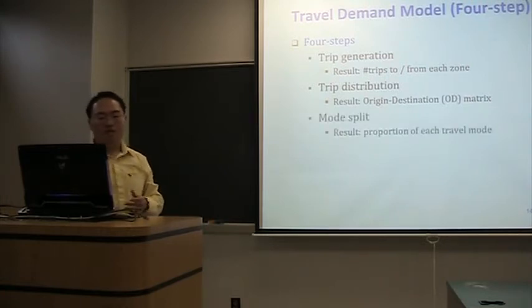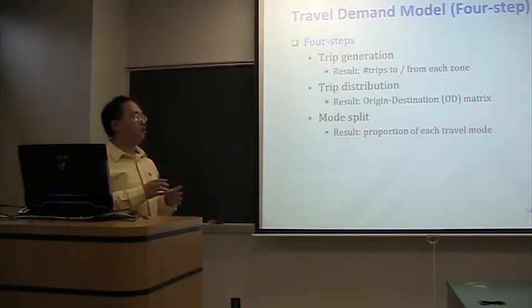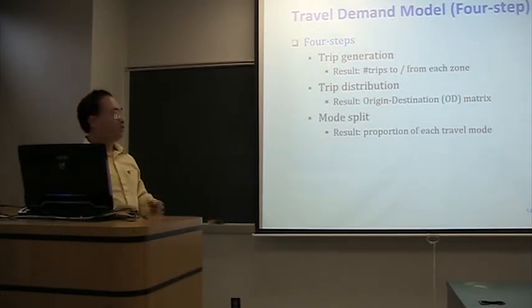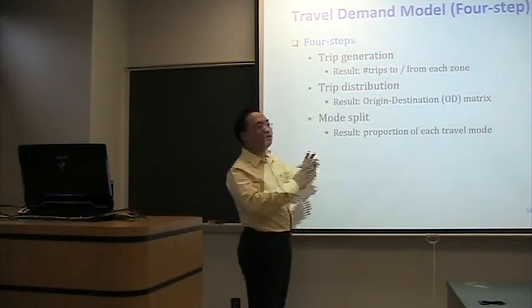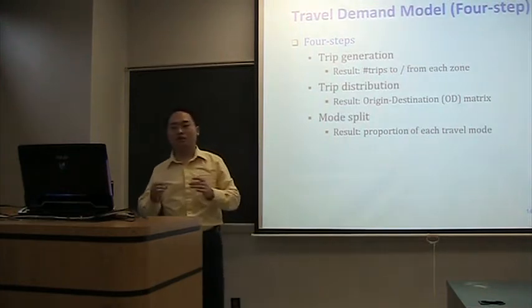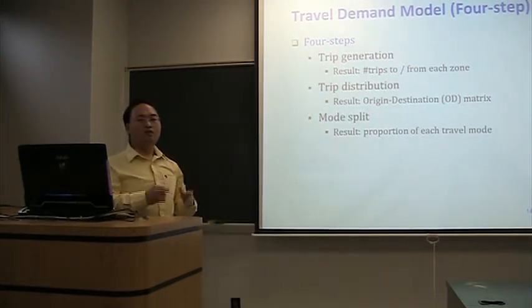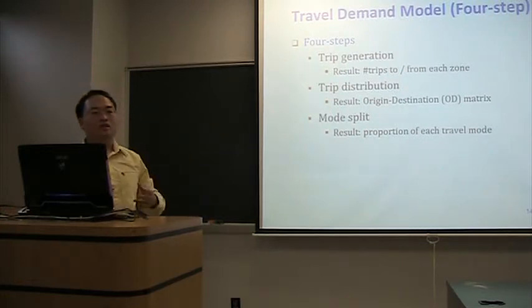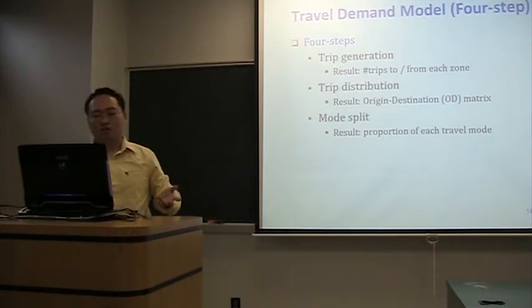And in the third step, we get a proportion of each travel mode between each OD pair. So after we get the OD matrix, which gives the total number of trips between this OD pair, we want to divide them into several travel modes, like transit, passenger car, bicycles, like that.